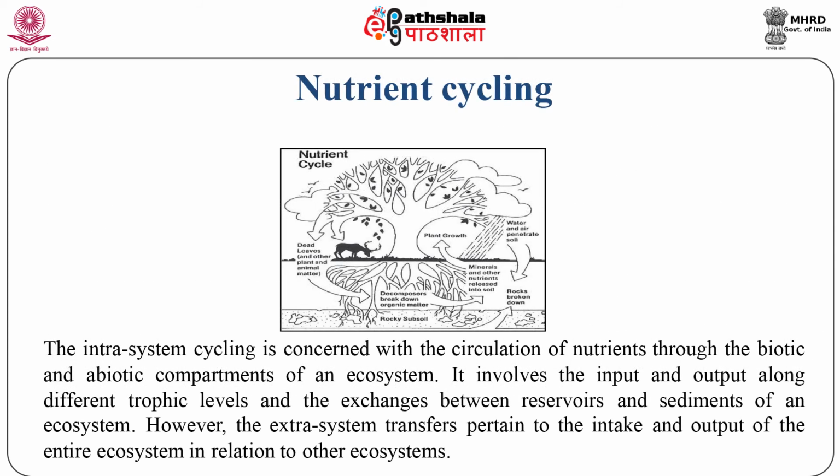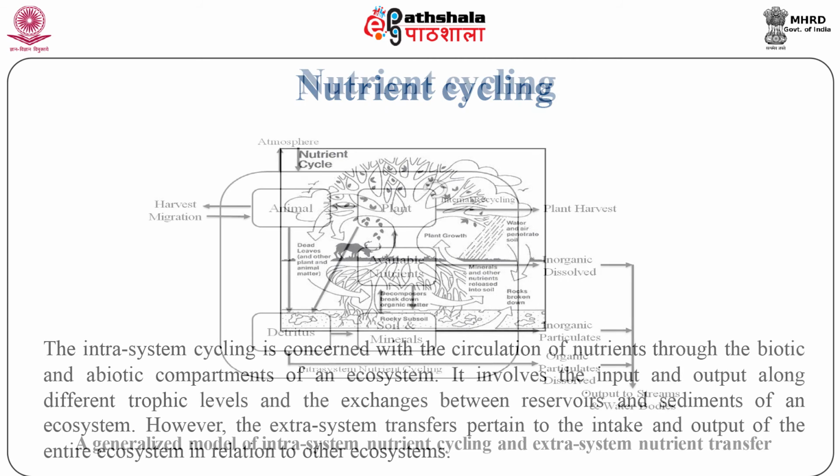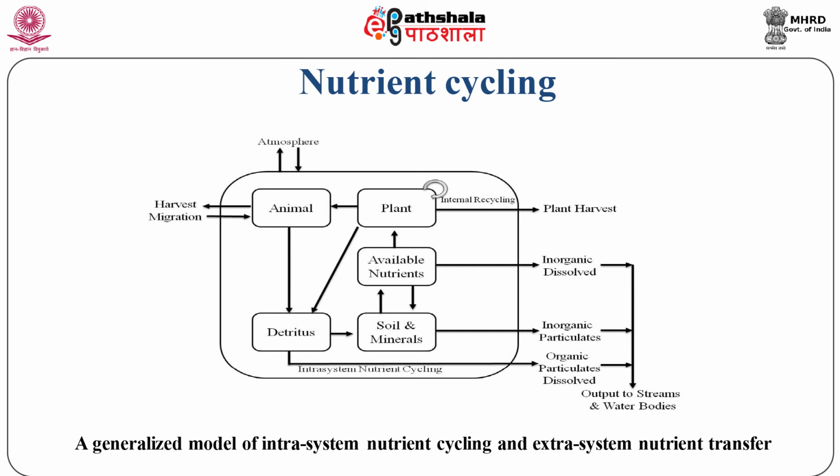The intra-system cycling is concerned with the circulation of nutrients through the biotic and abiotic compartments of an ecosystem. It involves the input and output along the different trophic levels and the exchanges between reservoirs and sediments of an ecosystem. However, the extra-system transfers pertain to the intake and output of the entire ecosystem in relation to other ecosystems. This slide shows a generalized model of intra-system nutrient cycling and extra-system nutrient transfer.